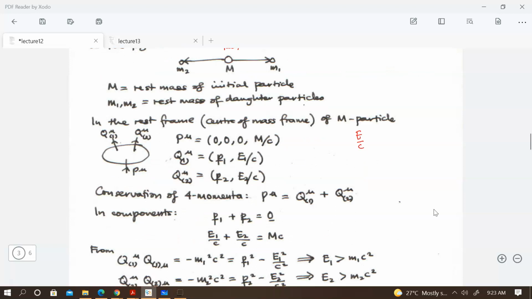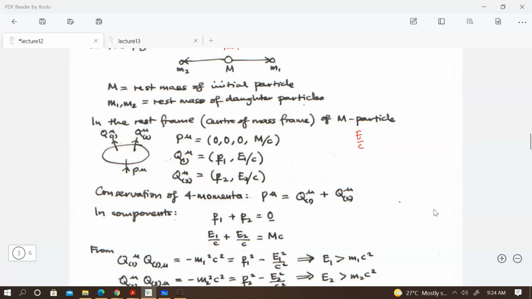We are thinking in terms of an isolated system, so you need to observe conservation of four momenta. In other words, this P^mu must be equal to the one after the collision. There's no collision in this case. It's just a decay of one particle to two particles, but you can think of it as a collision process. Before collision is P^mu. After collision, you add up the two momenta to get your total four momenta, and then you get P^mu equals Q1^mu plus Q2^mu. Remember that one can write this in terms of components.